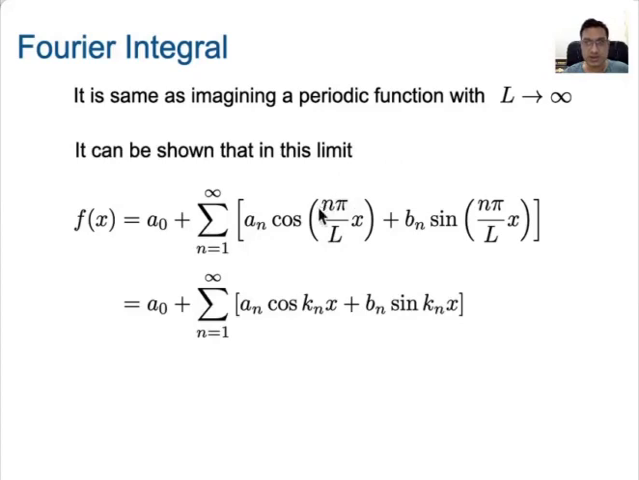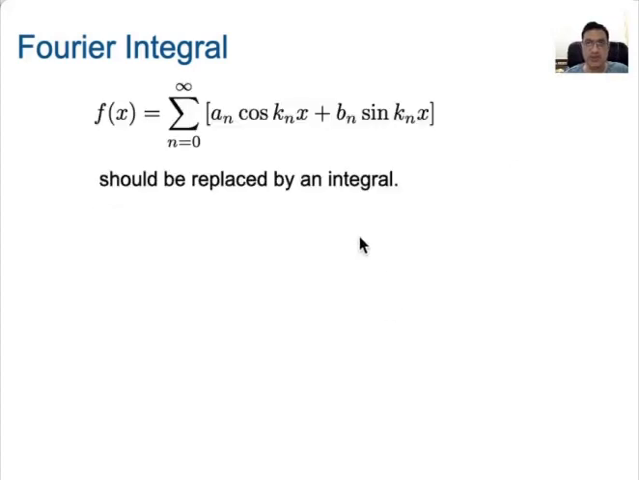So what you have done, instead of this particular value, I can set this as kn. And this quantity, n pi over L, I have replaced because this is an n-dependent quantity, n is your running index. So this quantity I called kn. Now when L goes to infinity, the summation is replaced by an integral.